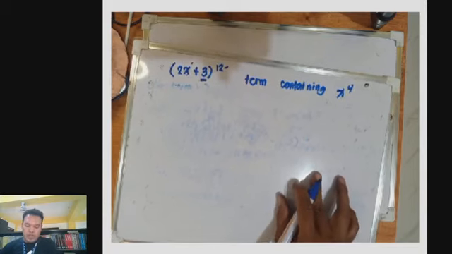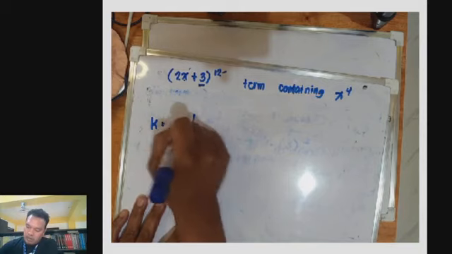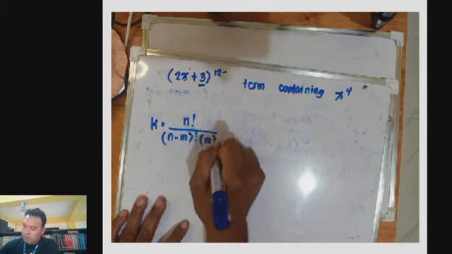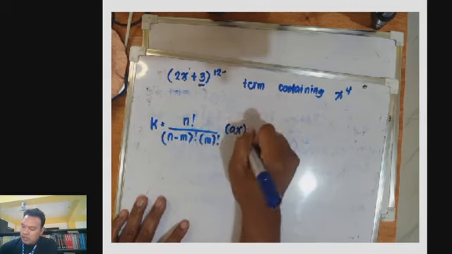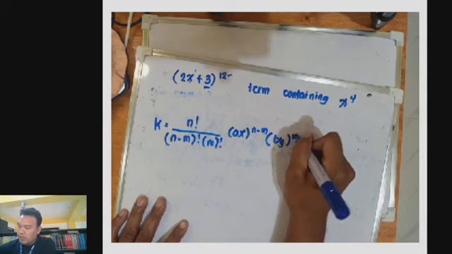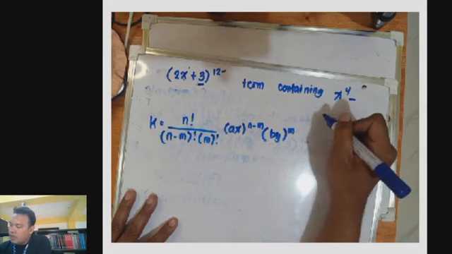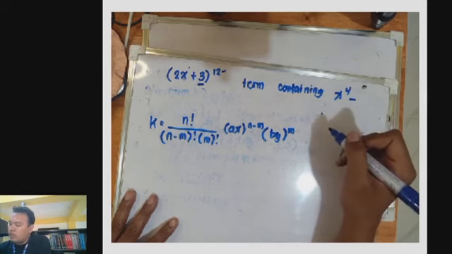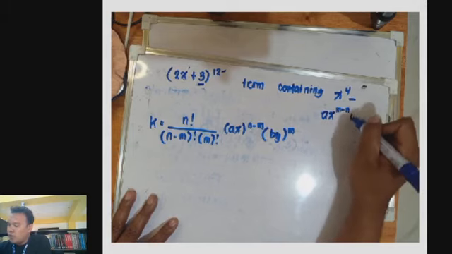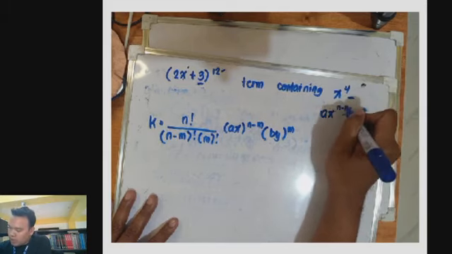So, lalabas, we have formula: the kth term is equivalent kay n factorial all over n minus m quantity factorial times m factorial, times ax raised to n minus m, times by raised to m, no? Okay, so we have, di ba meron tayong dapat y dito? So we have yung formula natin na ax raised to n minus m tapos y raised to m.